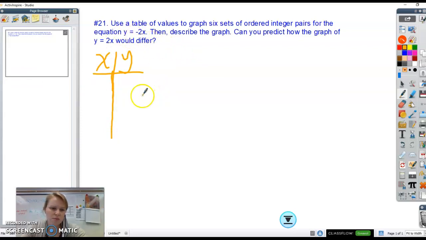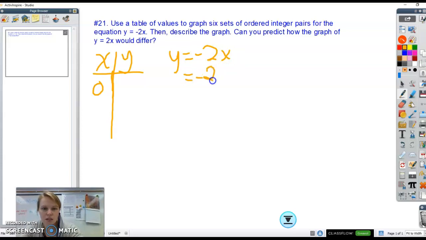So I'm just going to start with 0. What if we plugged a 0 in here? What if we said y equals negative 2x, y equals negative 2 times x, and we put a 0 in for x, so that would be negative 2 times 0. Wouldn't that just equal 0? So we could put a 0 there.